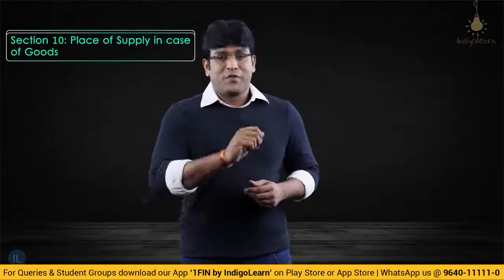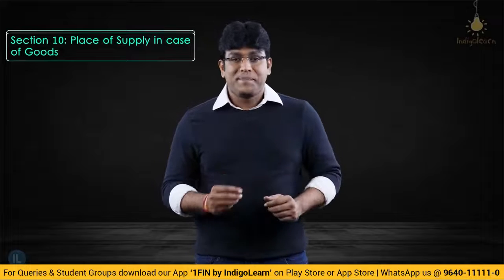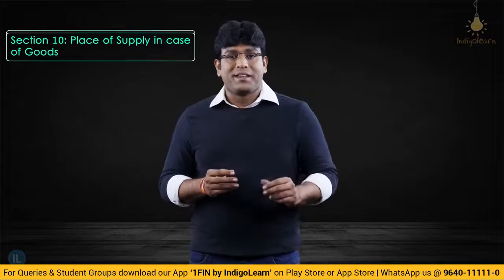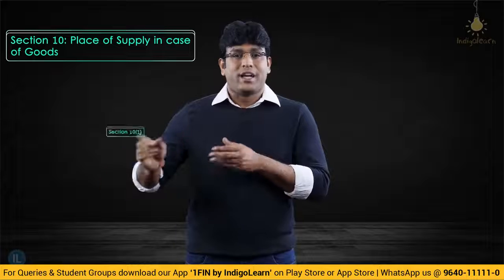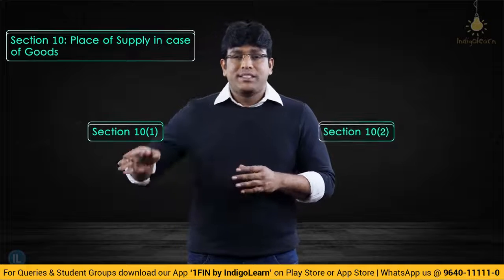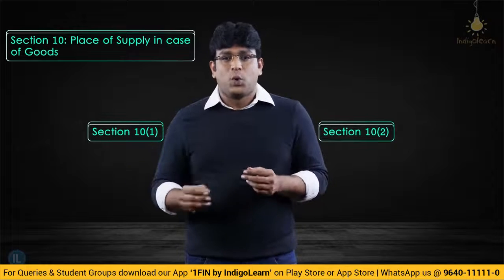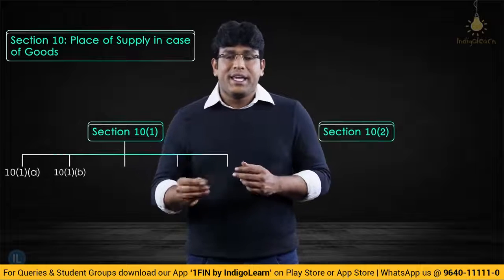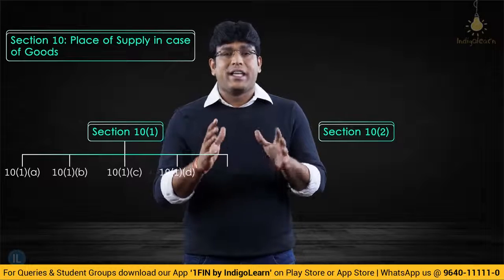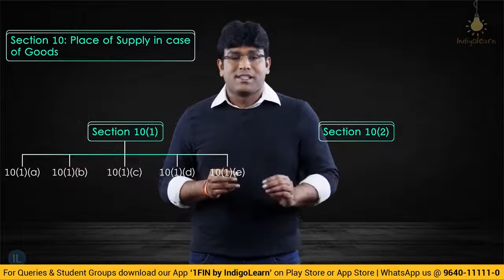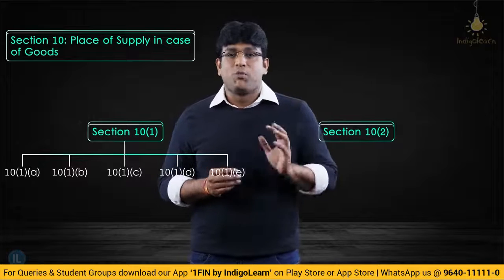So friends, now let's look at section 10 of IGST Act. And as we discussed already, section 10 deals with place of supply in case of goods. Now listen, section 10 is divided into 10.1 and 10.2, and 10.1 is further divided into 10.1a, 10.1b, 10.1c, 10.1d and 10.1e. There are 5 clauses in section 10 subsection 1.